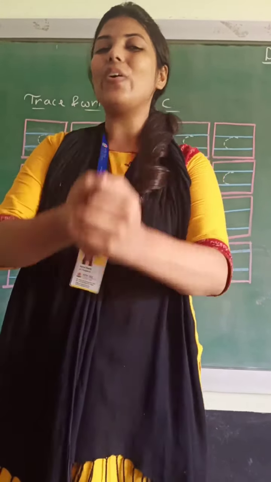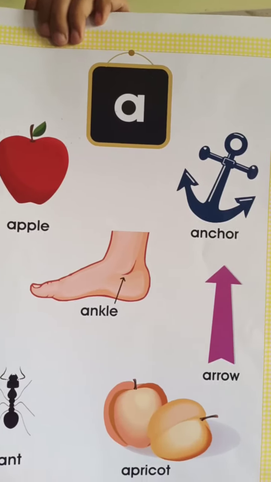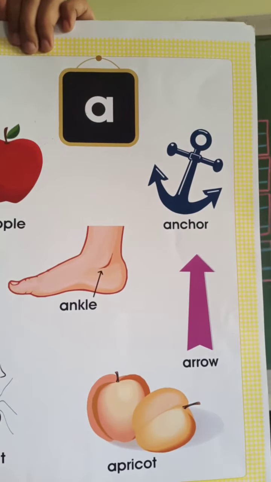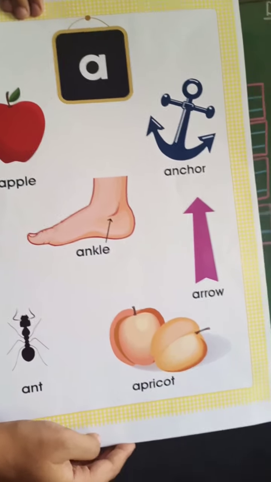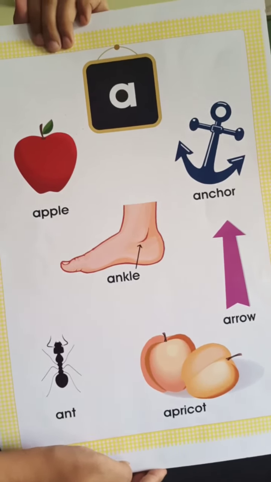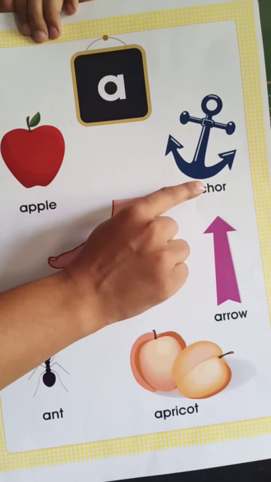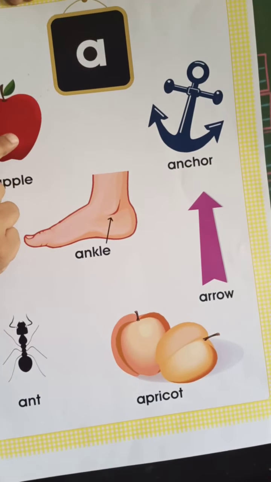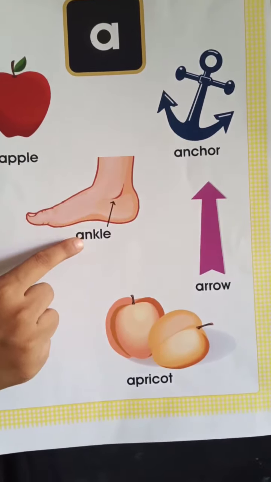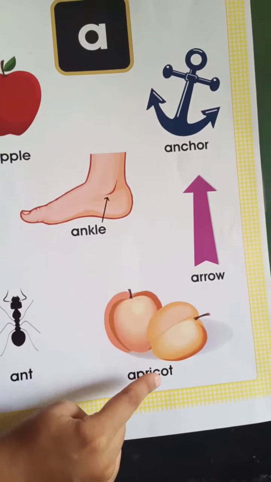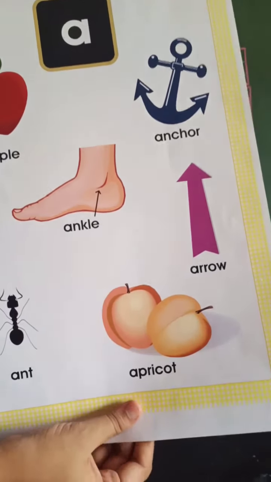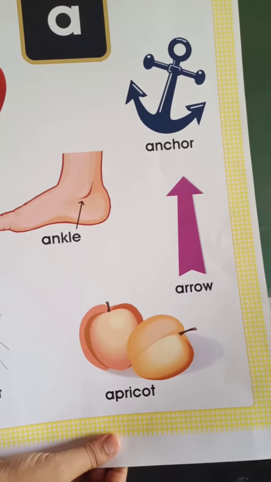Yes, okay, so now classwork time. So first, quick recall. Okay kids, which letter is this? Small letter A. What is the phonic sound of letter A? A. Very good. A, anchor. A, apple. A, ankle. A, arrow. A, apricot. So, after letter A, which letter comes?